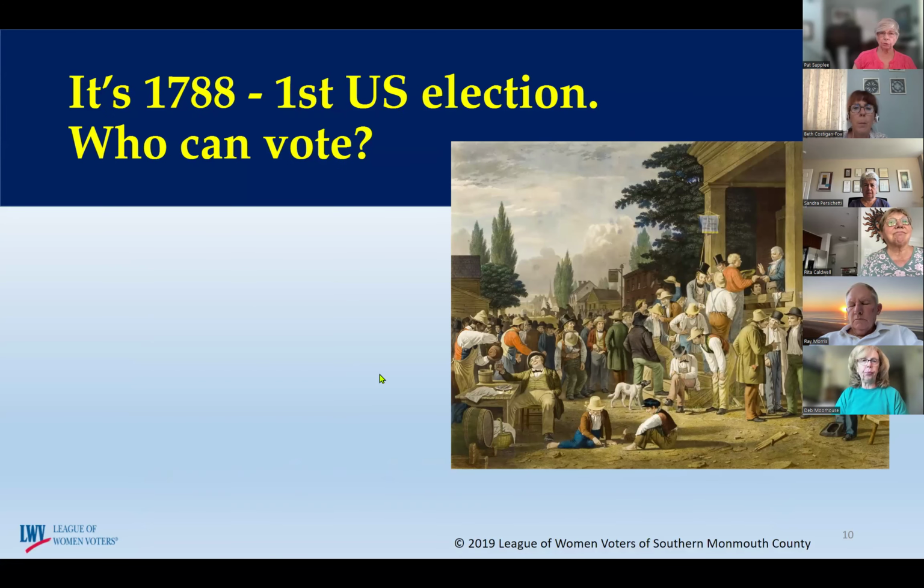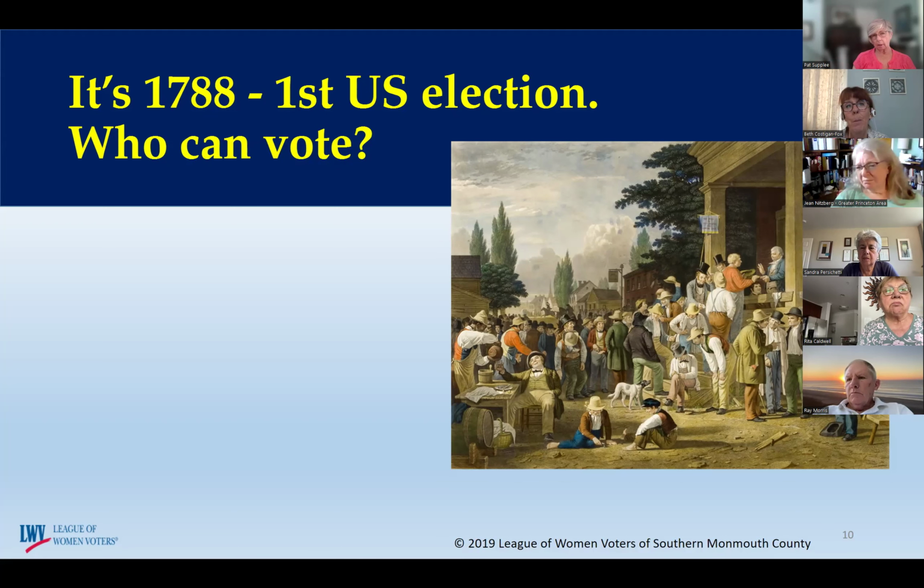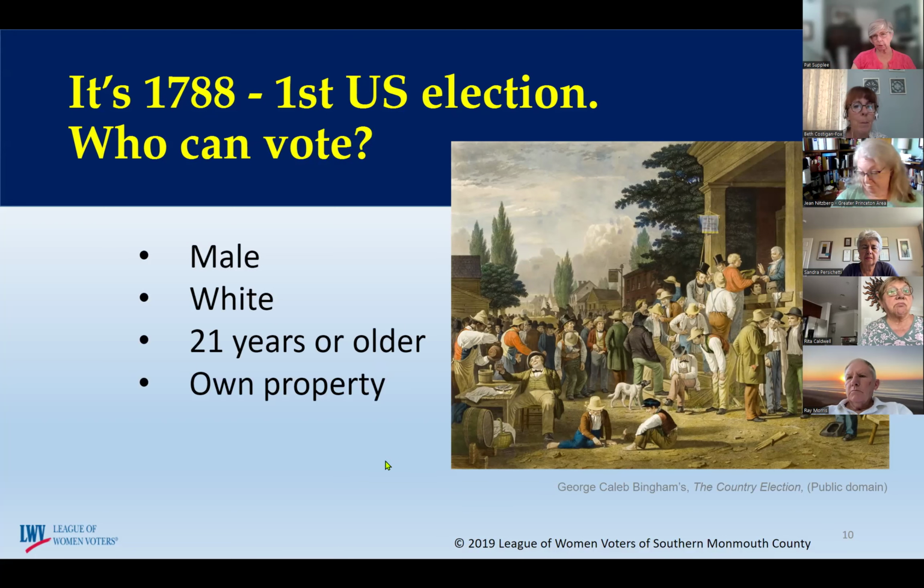So, the new nation is established, and they needed to elect a president and a vice president. So in 1788, the first US election was held. Who can vote at this period of time? I ask you to tell me, what are some of the requirements for voting in that first election? Male. Okay. Own property, okay. White, right? Over 21? Over 21, right. So male, white, 21 or older, and you have to own property.